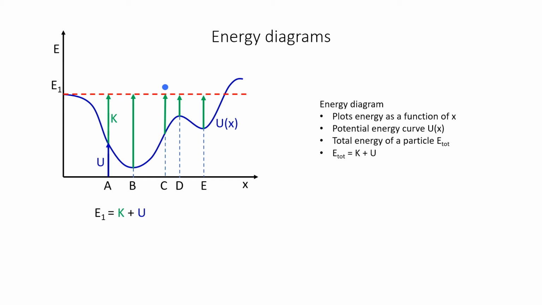When it gets to point C, it's slowing down again. And when it gets to point D, it's going slower than it was before. If it goes past point D to point E, it will be speeding up again.